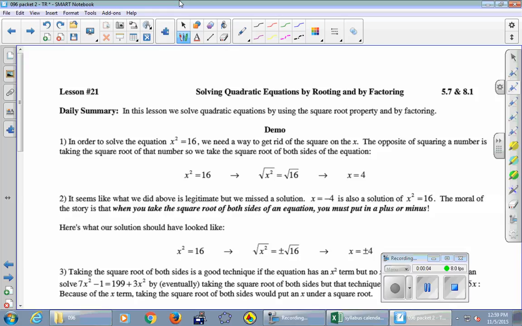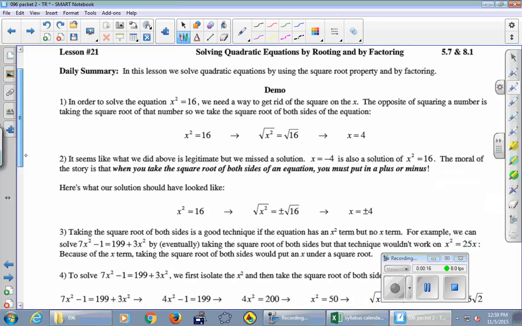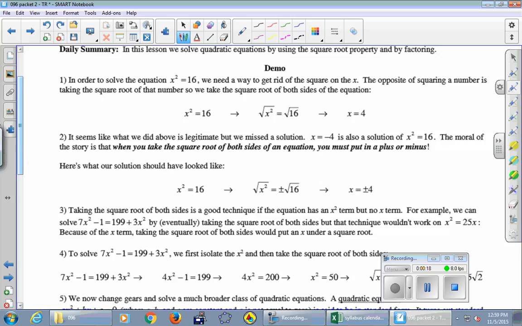So here we are, lesson 21, solving quadratic equations by rooting and by factoring. The daily summary says, in this lesson we solve quadratic equations by using the square root property and by factoring. And I just want to first point out that for the first time this semester, we're solving equations with x squareds in them. Okay? We've got lots of practice solving linear equations with just x things in them, but no x squareds. Now we're going to be solving x squared equations for a little while.